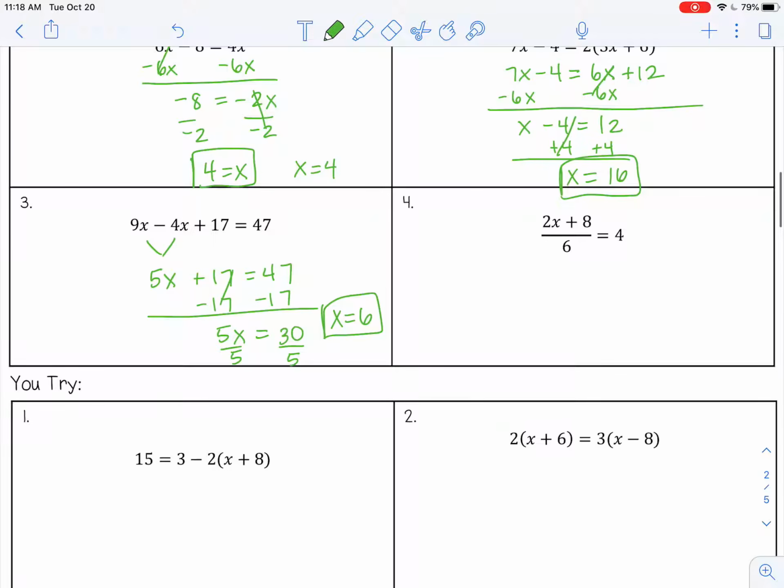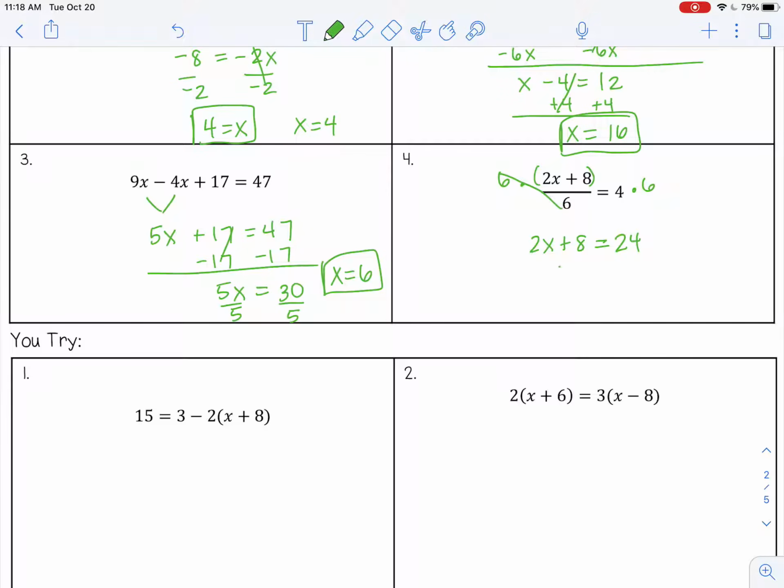All right, last example. We haven't done one quite like this yet. So usually you're going to add or subtract first, but in this case, I have an expression that's being divided by 6. That expression stays together until I get rid of the divided by 6. So I want to do the inverse of division, which is multiplication. So I'm going to multiply by 6 on both sides first, because 6 over 6 is 1. And I can just bring the expression down. 4 times 6 is 24.